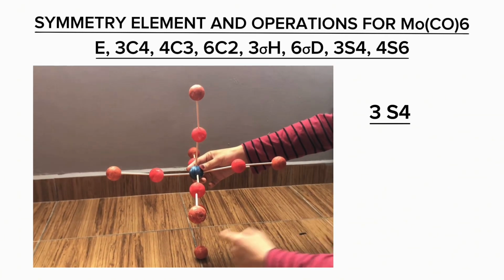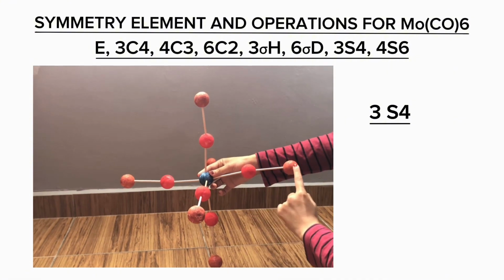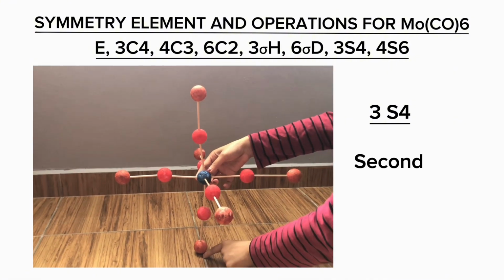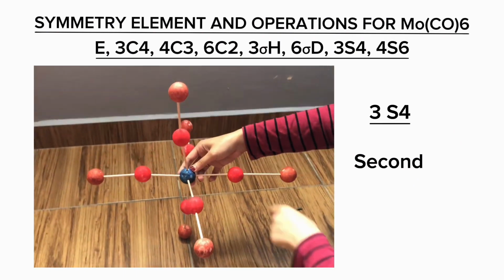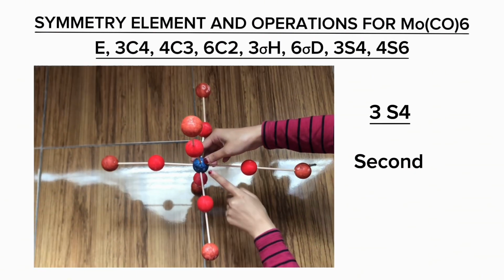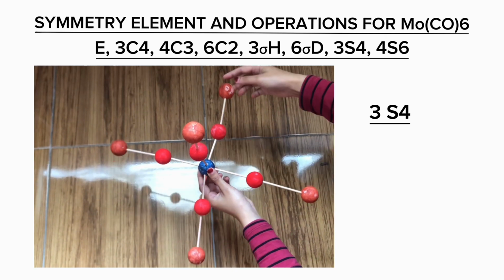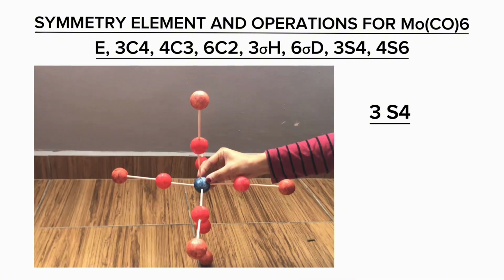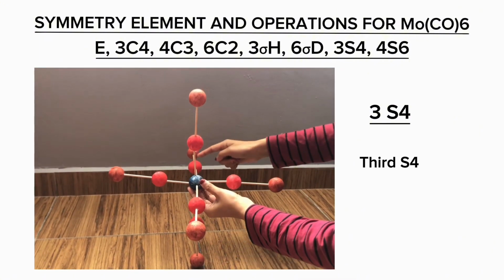For the second S4, we use the second C4 axis, which is here. Then let's see the molecule from above. I will rotate it by 90 degrees and reflect. The result is just the same as the first one just now. The action will be repeated for the third S4.